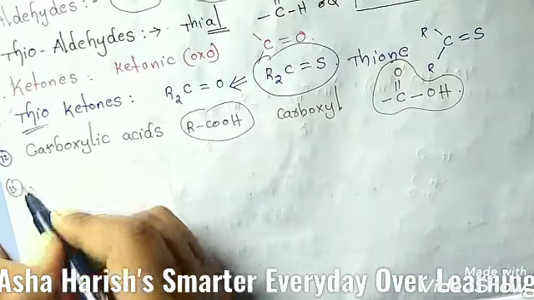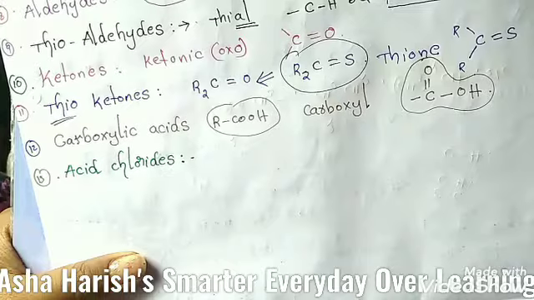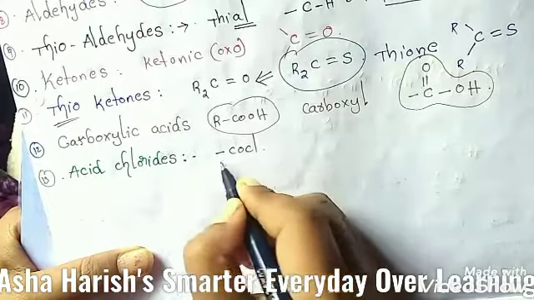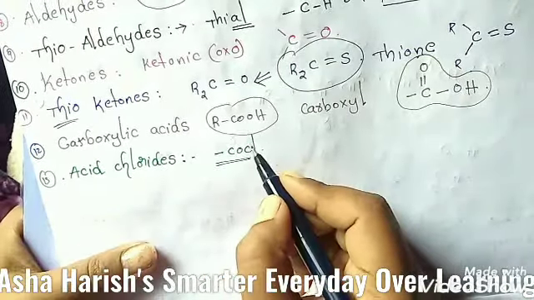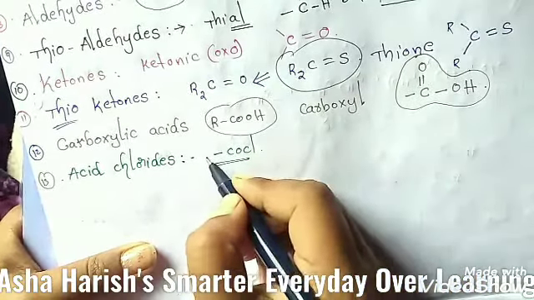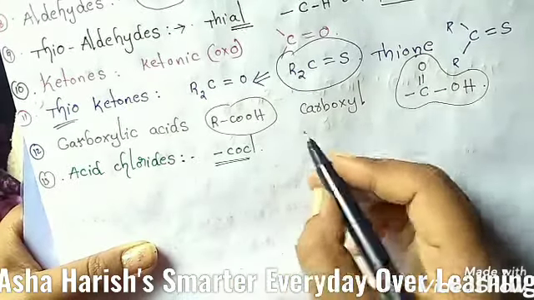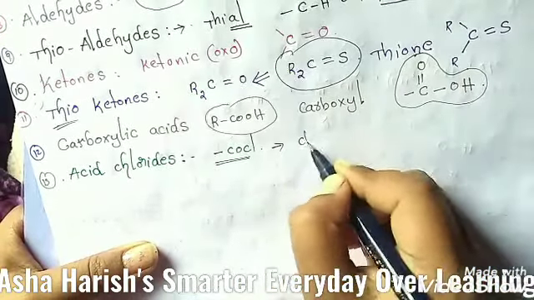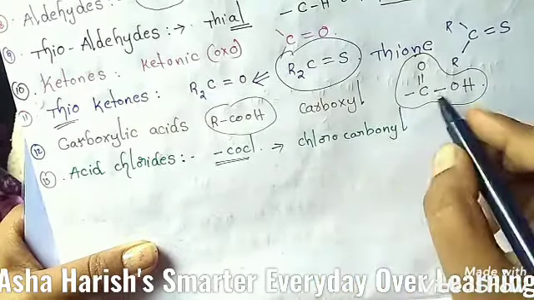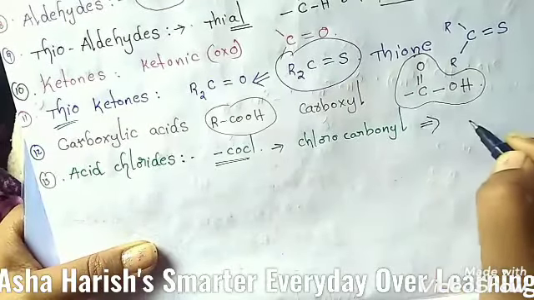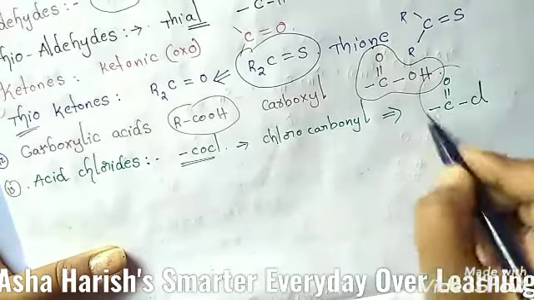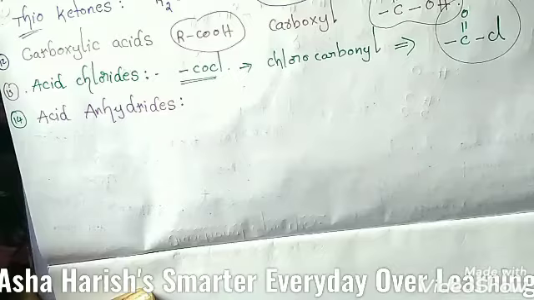Number 13, acid chlorides. Organic compounds with COCl, and here R is the side chain. They are reactive derivatives of the carboxylic acids. Here R you can take. And about these acid chlorides, chlorocarbonyl is the name of the functional group, right? And the structure should be C double bond O Cl. What I have written here, that only I am representing, C double bond O and Cl.